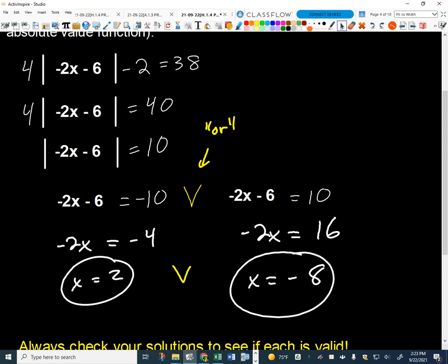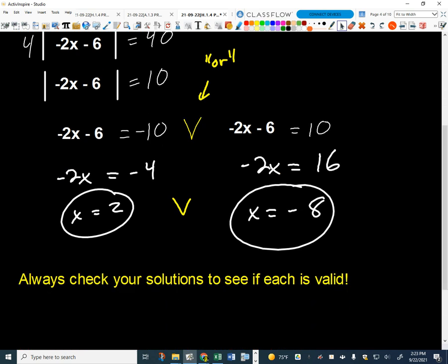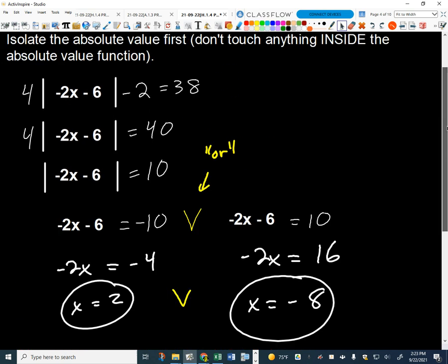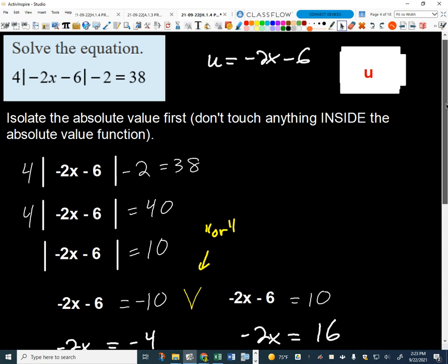How would I know if I got it right on a test? Check it, plug them in, right? Plug them in and see that they evaluate the original statement. So if we try those, what were they, 2 and negative 8? Let's just walk through it in our heads. If I plug 2 in, 2 times negative 2 is negative 4, minus 6 is negative 10. Absolute value of negative 10 is 10, times 4 is 40, minus 2 is 38, check, right?